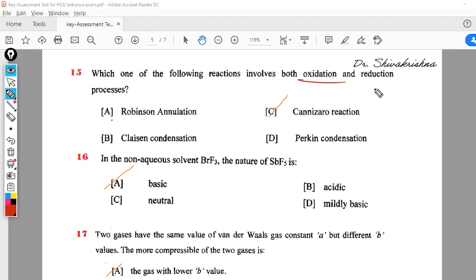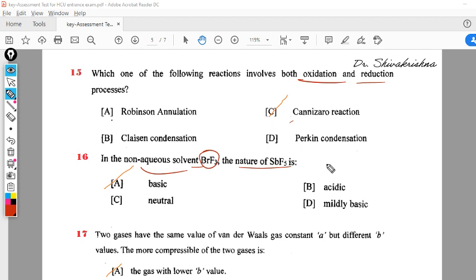So here, which reaction is for oxidation and reduction? In Cannizzaro, self-oxidation and self-reduction will happen. This we haven't discussed. Next, in non-aqueous solvents, BrF3 and the nature of SbF5.